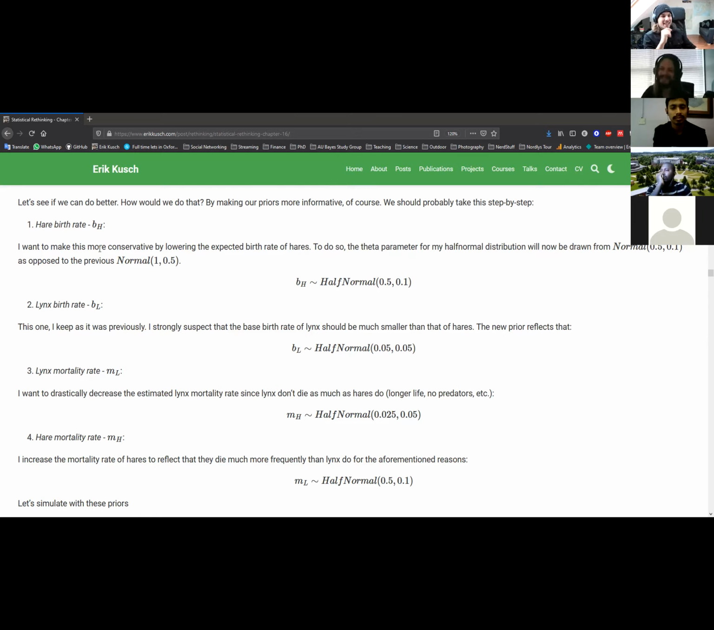So next one that I look at is the prior for the lynx birth rate. This one I just keep as it was previously. I strongly suggest that the birth rate of lynx should be smaller than the birth rate of hares, and this is already established by the previous priors. I just don't think that as many lynx get born each year as there are hares being born. Potentially you could actually set it as a transformed parameter of the other one, right? You could. You absolutely could. Yes.